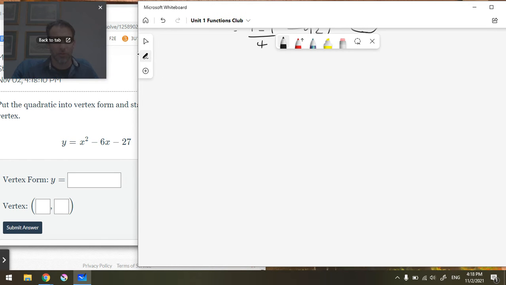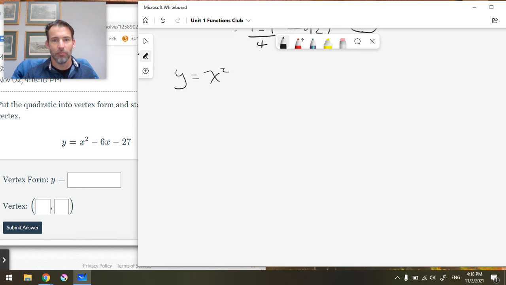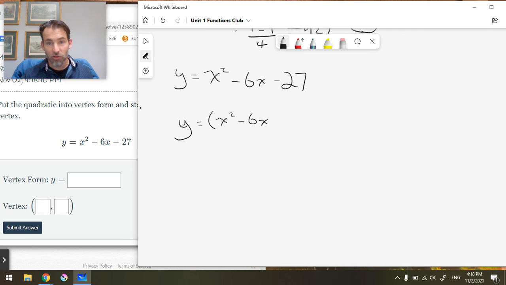First thing we do, write the question. y is equal to x squared minus 6x minus 27. Okay, we're not asked to factor this. We're asked to put it in vertex form. So do that. Okay, how do we do that, Mr. Jennings? Well, first thing we do, we put a bracket around our x terms. x squared minus 6x. We can leave a bit of space here if we want to save a line. Minus 27.